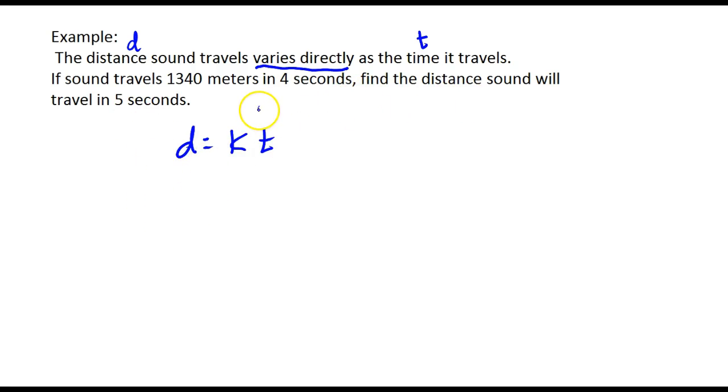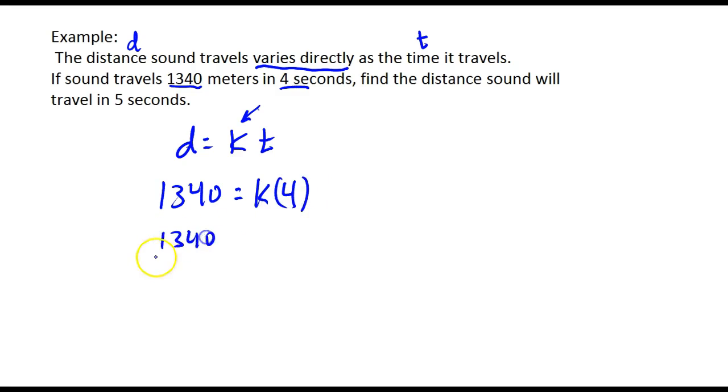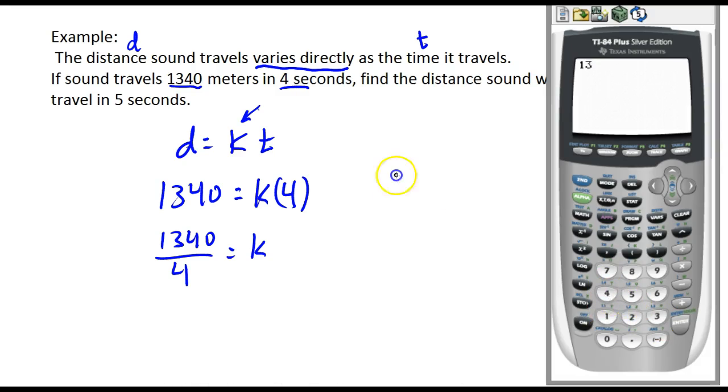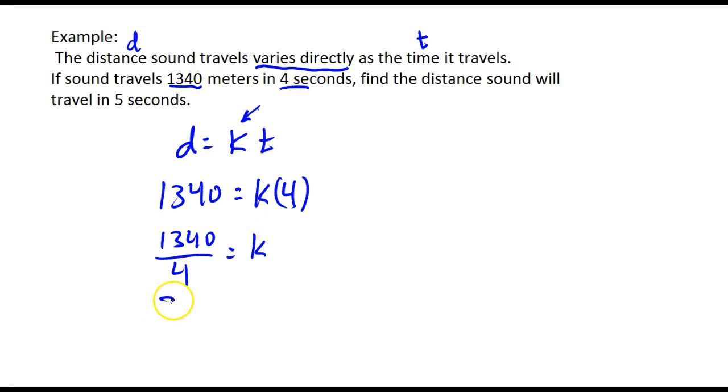Usually the first thing you have to do is figure out what k is, and they'll always give enough information to do that. You'll notice that they gave us a distance and they gave us a time. So I'm going to divide both sides by 4 to figure out what k is. I'll get up my calculator, and 1340 divided by 4. Whoops, didn't like that, did it? Divided by 4. There we go, 335. So now we know what k is, and our equation is d equals 335t.